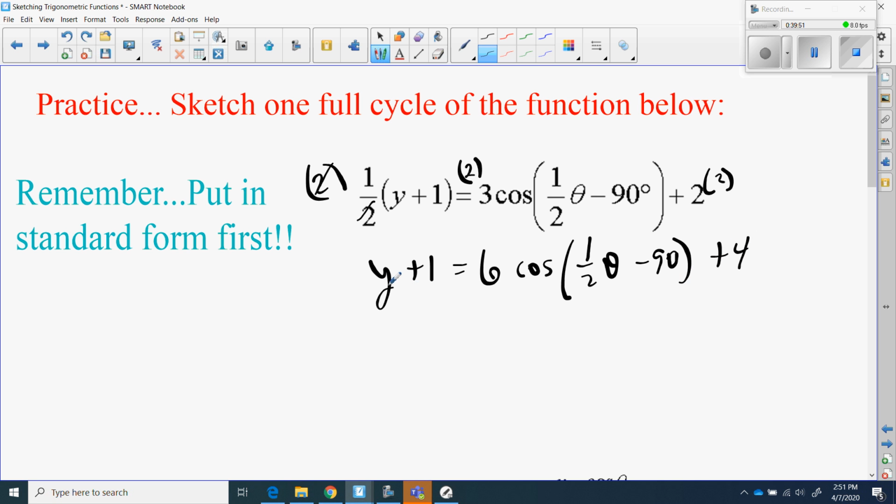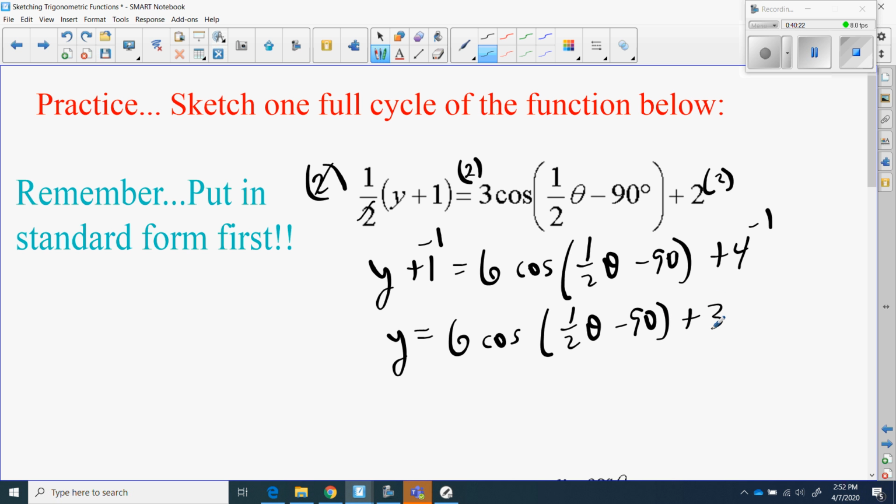So now, again, I want to get y equals. So I'm going to take away 1 from both sides of the equation. Now, it's not like multiplication. You don't have to take away 1 from every term. You have to take it away from both sides of the equation. So y will equal, the only thing that's going to affect is this number right here. So this is going to stay 6 cosine of 1/2 theta, subtract 90. When I take away 1, that's going to become plus 3 now.